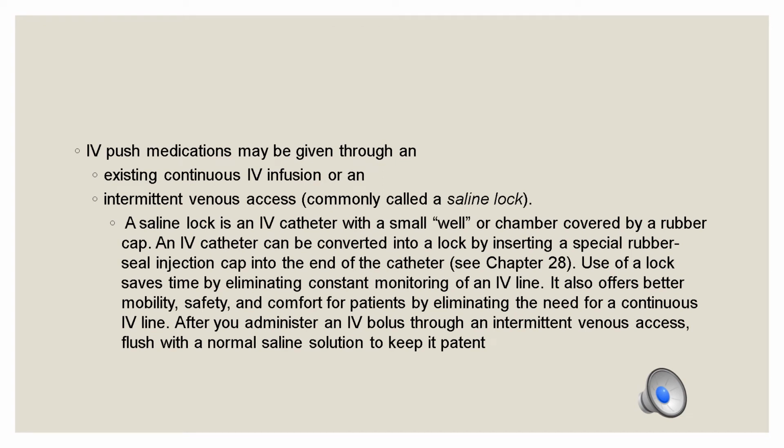So IV push or bolus medications may be given through an existing continuous IV infusion. So when you started that primary line, it can be given through that, or it can be given intermittently through venous access, commonly called a saline lock. And you guys discontinued those last year, and you start taking care of them, saline locks, when you're in the hospital, so you should understand them.